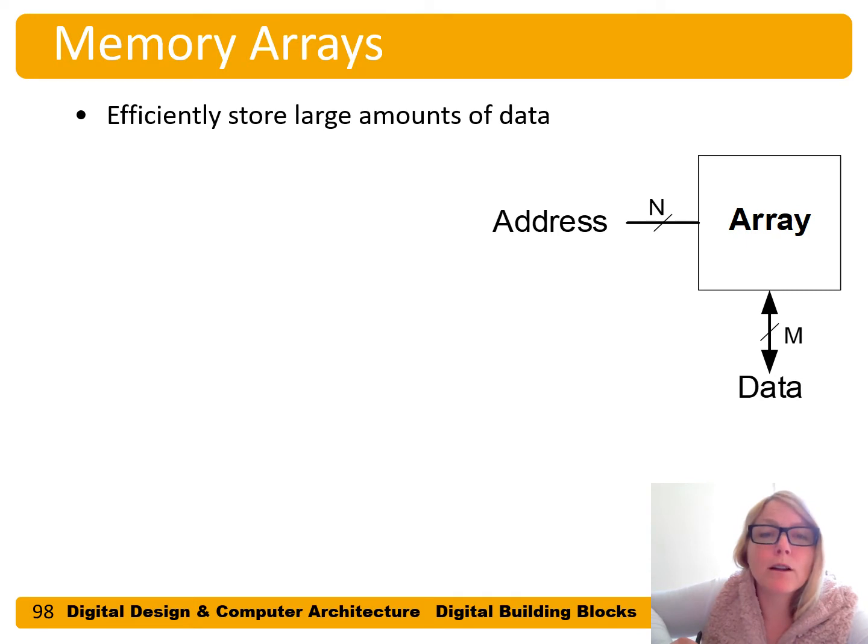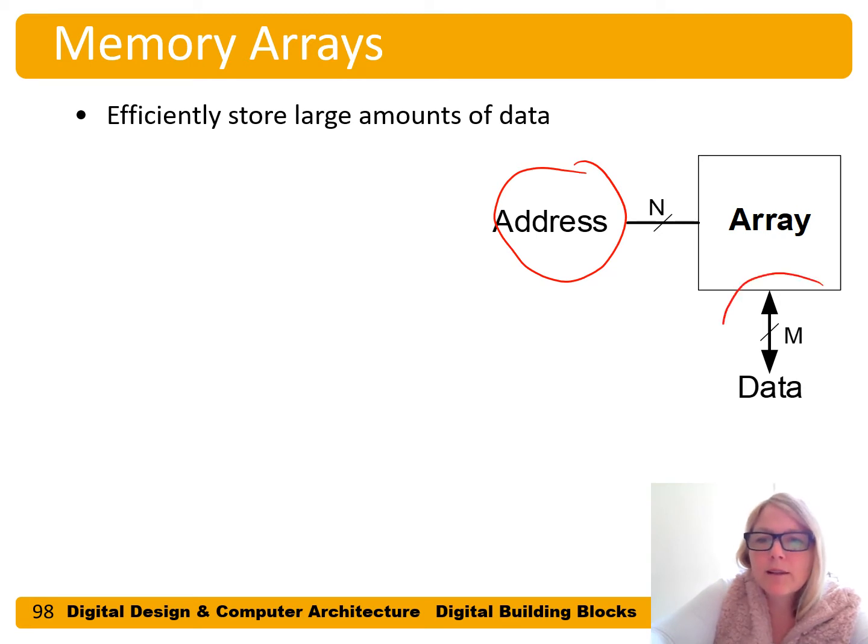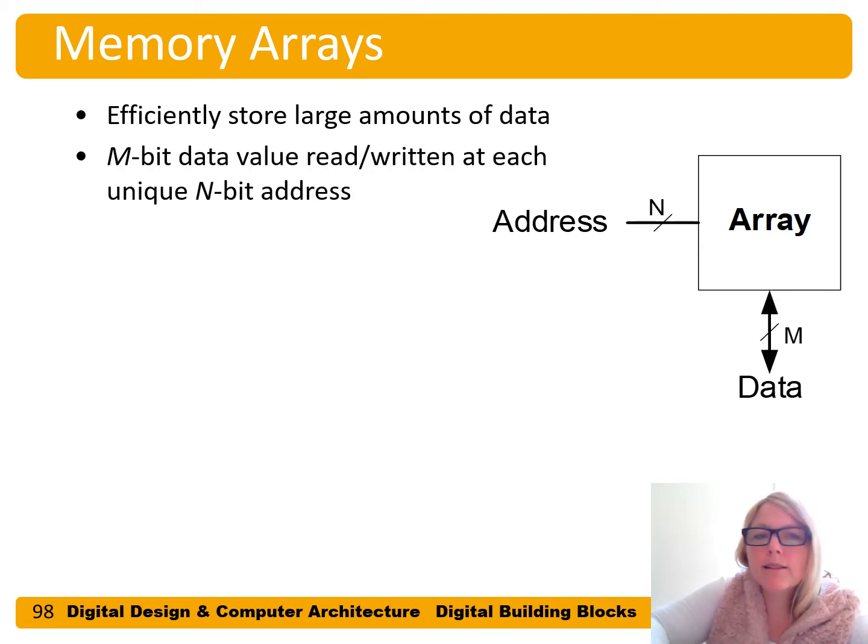Memories are another important part of our digital systems. So we store memory using memory arrays, and these efficiently store large amounts of data. And here's a picture of a memory array here on the right, and we have an input or address that we want, an n-bit address, and we either read or write data into that array. So with these arrows, we can either write that data or we can read the data out from that array. And so this n-bit data value is read or written at each unique n-bit address.